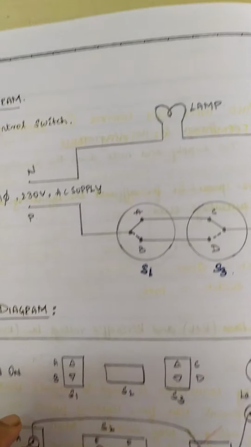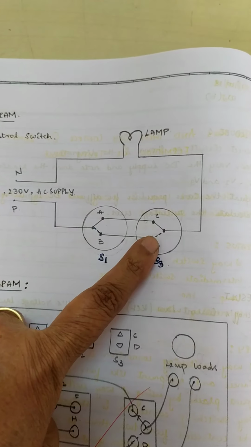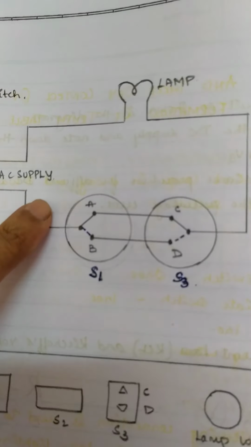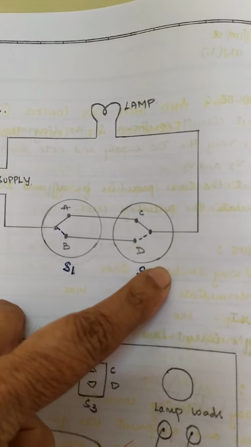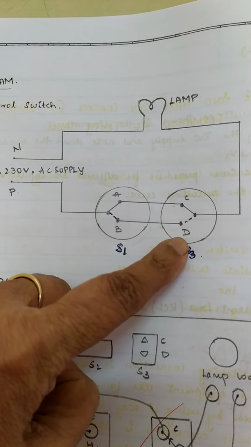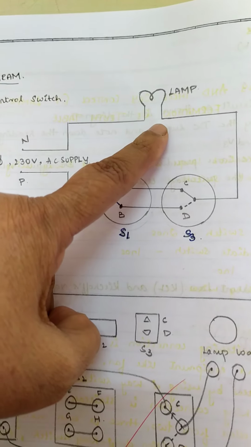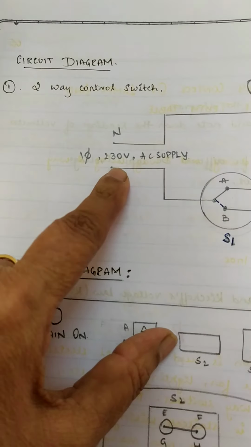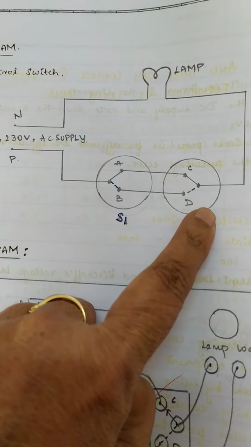Fine. So coming to the circuit diagram, here we have two switches which can be thrown to, that is switch S1 and S3. Now this switch S1 can be thrown to either A position or B position. Switch S3 can be thrown to either C or D position. Now we should see when the lamp will glow for which combination of A and C, because here we are connecting the supply which is 230 volt single phase AC supply, and this is the switch S1 and this is the switch S3.